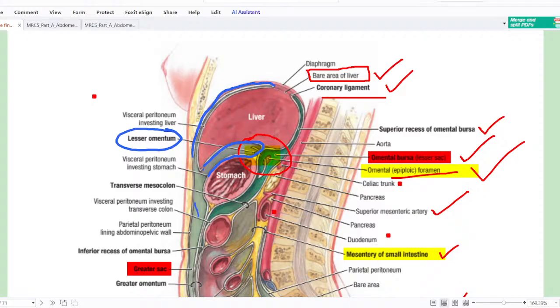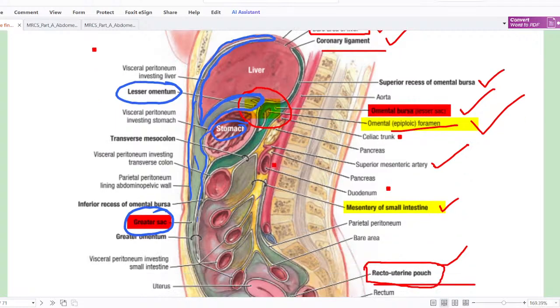Inferior aspect of the diaphragm, superior aspect of the liver, then inferior aspect of the liver, then comes the stomach, and they make the anterior fold, which is called the greater sac. Posteriorly we have the lesser sac, and these two sacs are connected together with a foramen. It is called the omental foramen or epiploic foramen.